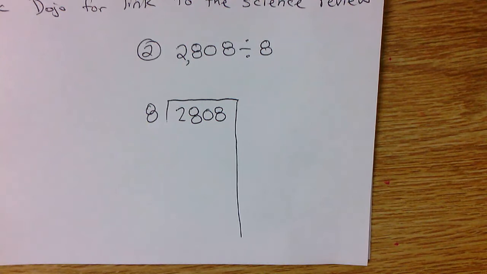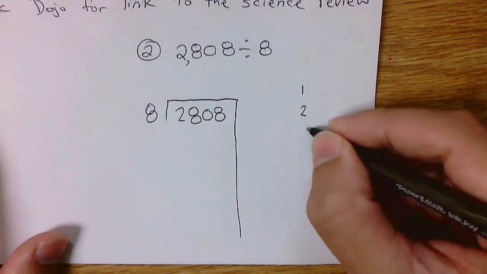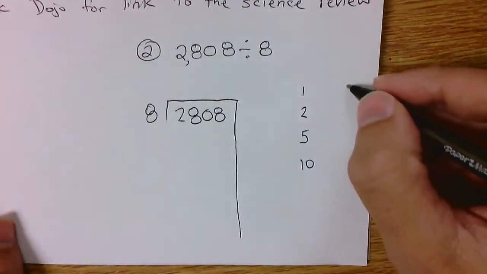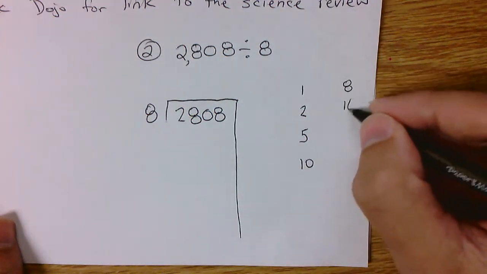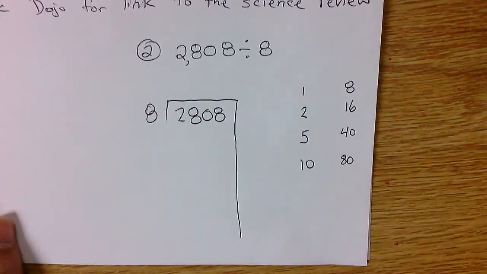So one thing I recommend for students is to use friendly numbers. I like to call it the cheat sheet, makes them feel like they're cheating. So those friendly numbers would be 1, 2, 5, and 10, because it's easy to think of one group of 8, two groups of 8, 5 groups of 8, and 10 groups of 8. Like one group of 8 is 8, two groups of 8 is 16, 5 groups is 40, and 10 groups is 80.